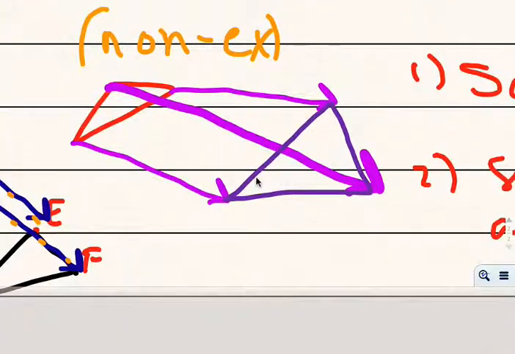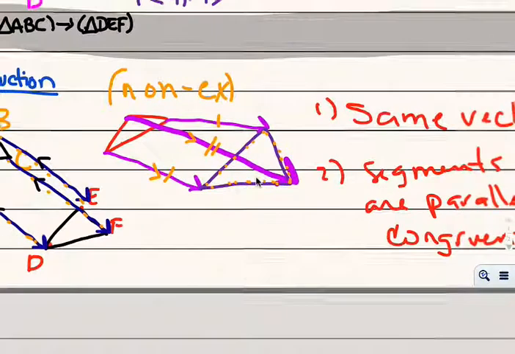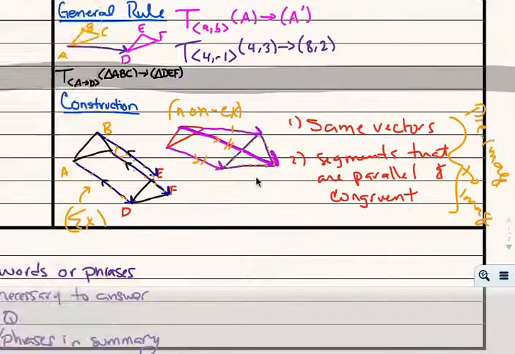On this one, I'm constructing vectors that are of different sizes, and one that's not even parallel to the rest. And you can see my resulting triangle is not even a translation. In fact, it's not even the same kind of shape. So in the end, what you really have to construct to confirm a translation are the same vectors or segments that are parallel and congruent, which would end up being the same vectors.